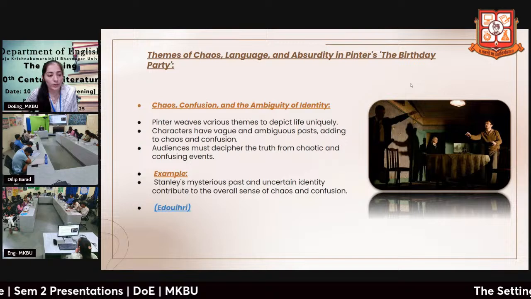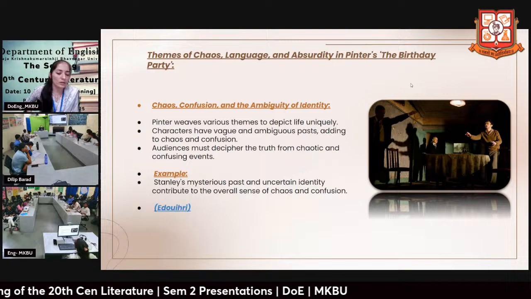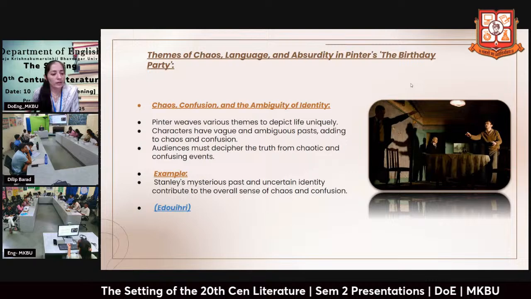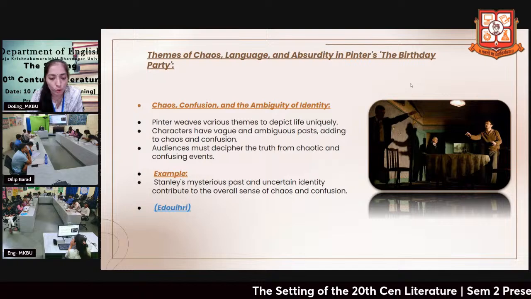For example, we can say that Stanley's mysterious past and uncertain identity contribute to the overall sense of chaos and confusion. We are not aware of who is right: Stanley himself, who says I have done nothing bad in my past, or these two men, Goldberg and McCann. Throughout the play, it is a mystery what the past of Stanley is, and these two people try to punish Stanley.